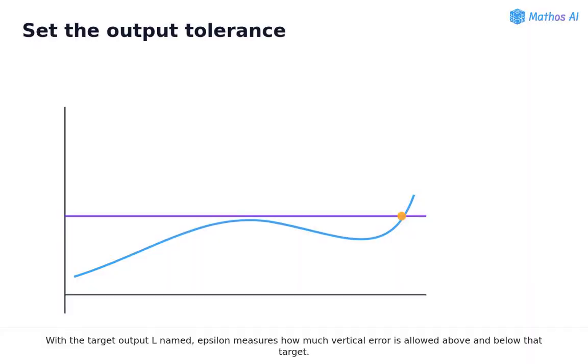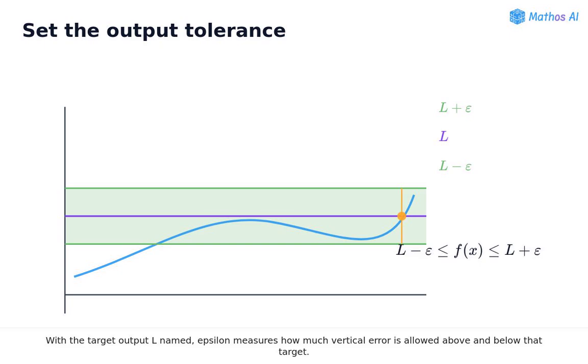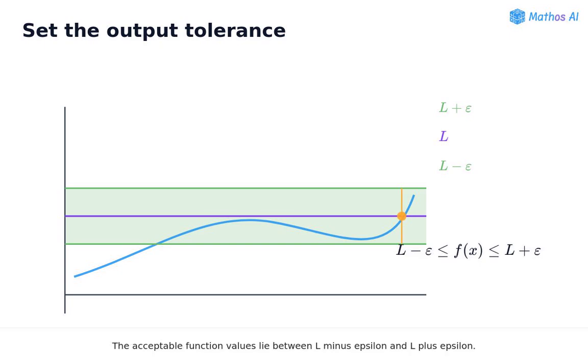With the target output L, epsilon measures how much vertical error is allowed above and below that target. The acceptable function values lie between L minus epsilon and L plus epsilon.